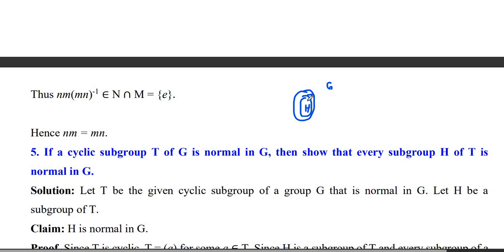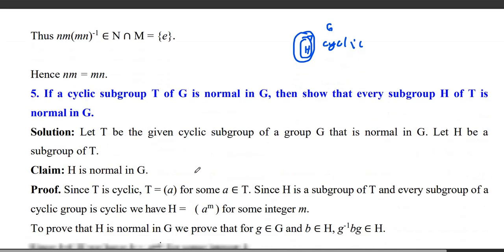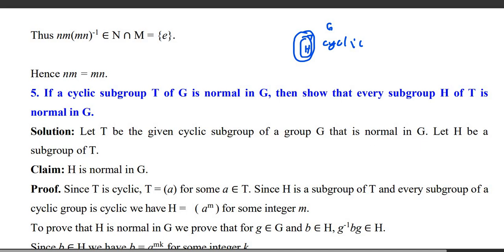What is given about T is that it is cyclic, and we know that every subgroup of a cyclic group is cyclic. So H is cyclic. But our job is to show that H is normal in G. Normality in T is not what is expected. So let T be the given cyclic subgroup of G, and that it is normal in G is given. Now we consider H to be a subgroup of T. Our job is to show that H is normal in G.